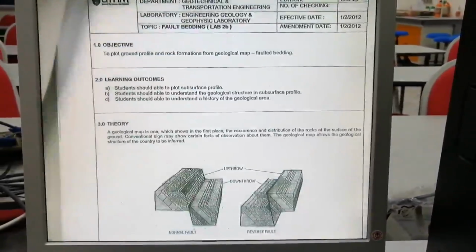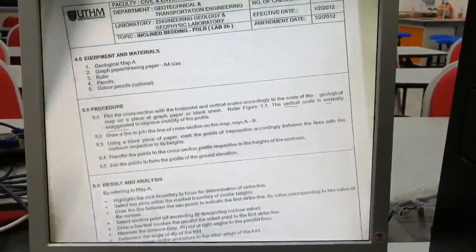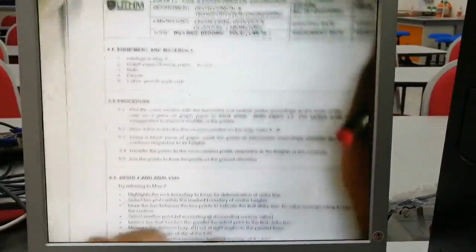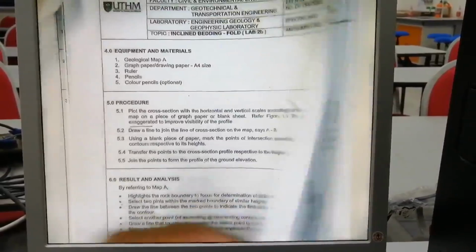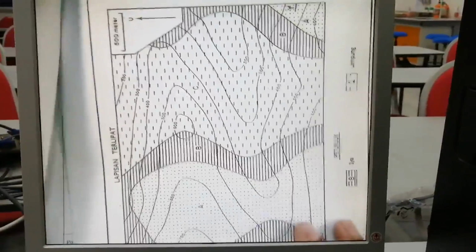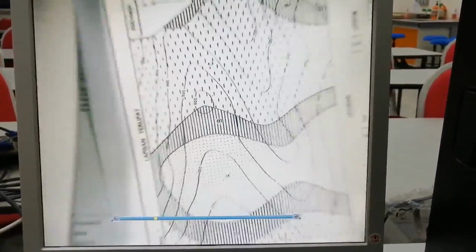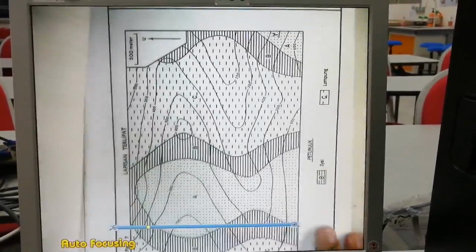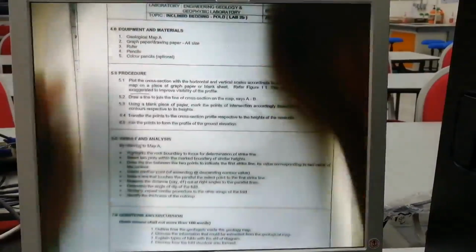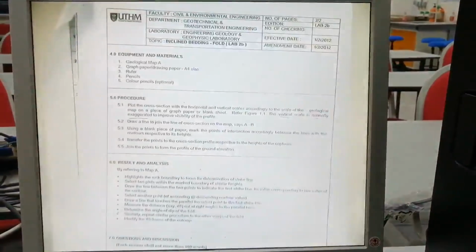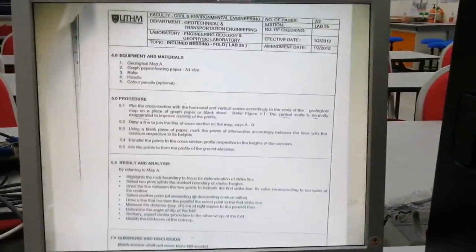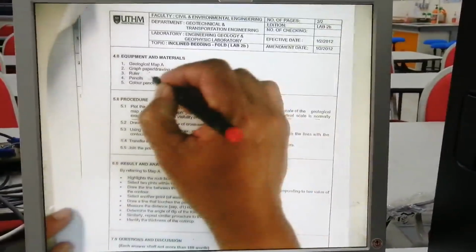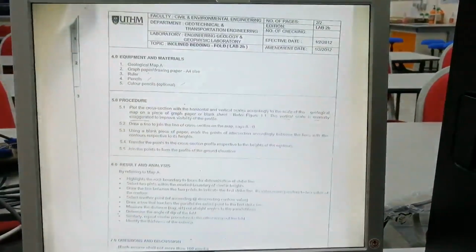Then you need equipment like a geological map, which is here. We have lapisan terlipat. This is the geological map, and then you need graph paper, a ruler, pencil, and color pencil.